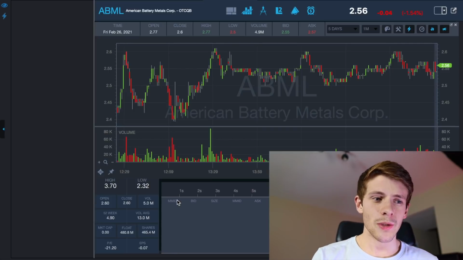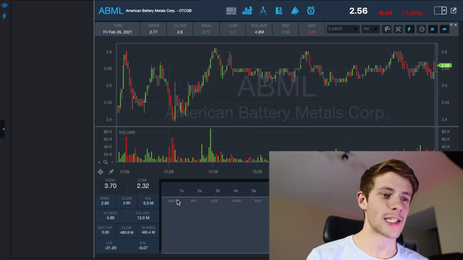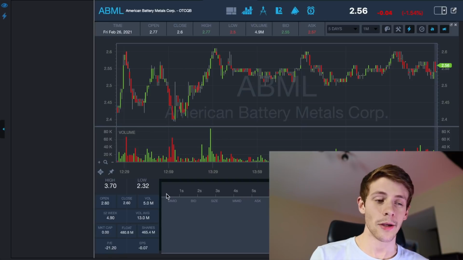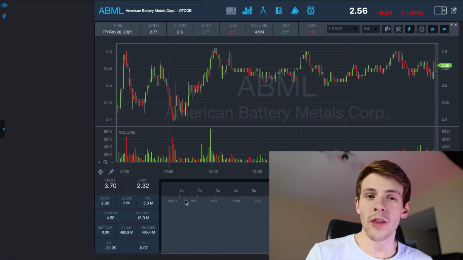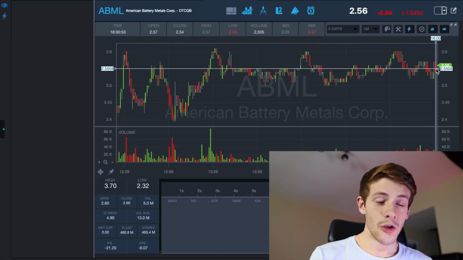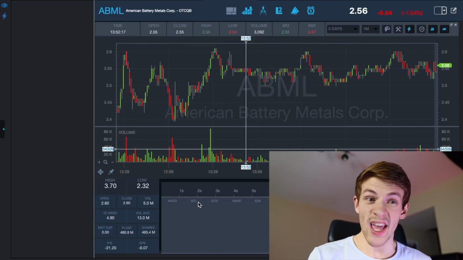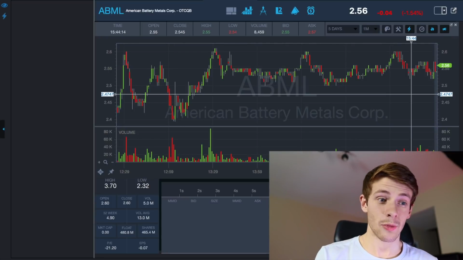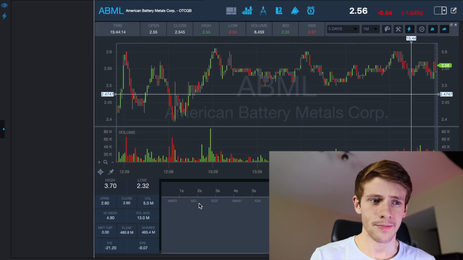Time and sales, this shows you every single transaction that takes place. And this is very helpful as well because it tells you the price and it tells you all the volume that's going through. So if someone buys 1 million shares, you're going to see it on the time and sales and you're going to know that, man, there's probably a big move incoming if someone just bought 1 million shares. Just keep that in mind.